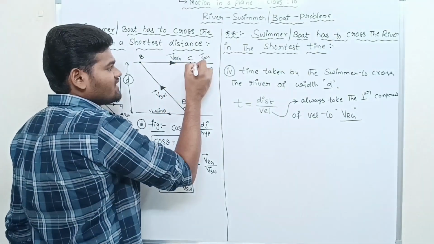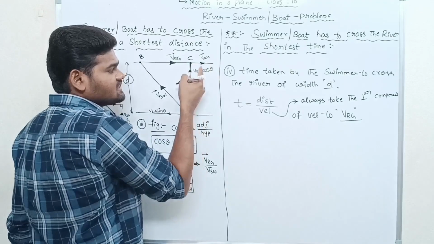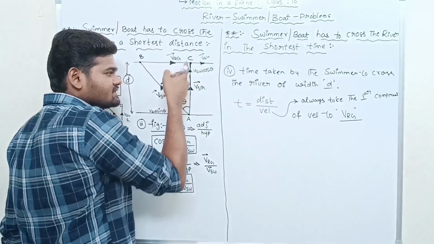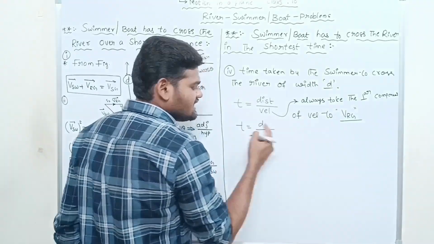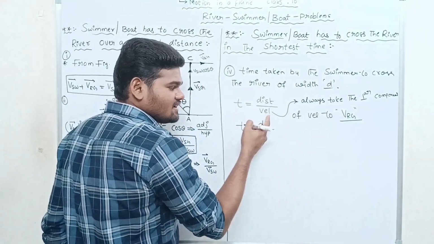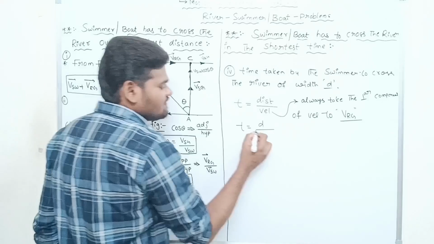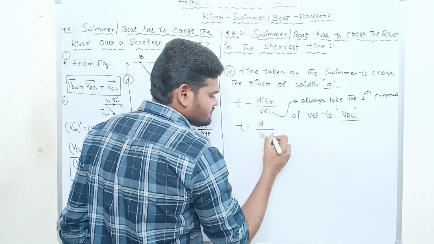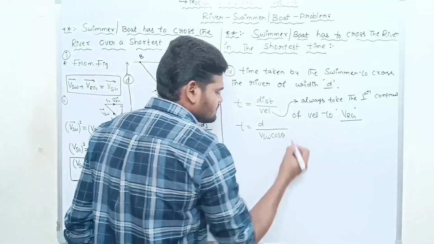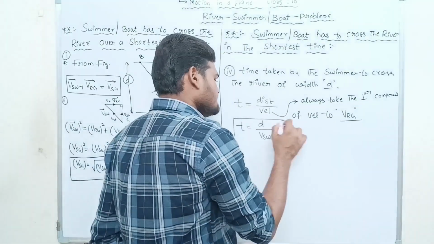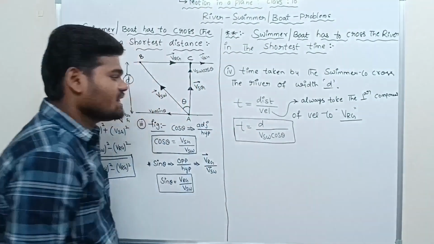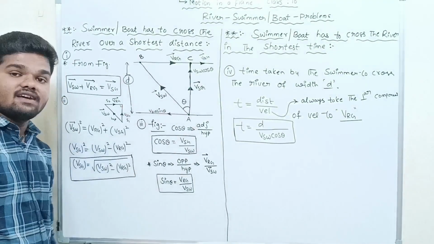This is the velocity of river with respect to ground. And what is the perpendicular component for this? So VSW cos theta. So distance is d, the width of the river, divided by velocity. What is the velocity? VSW cos theta. Are you getting? So now this gives the time taken by the swimmer to cross the river.